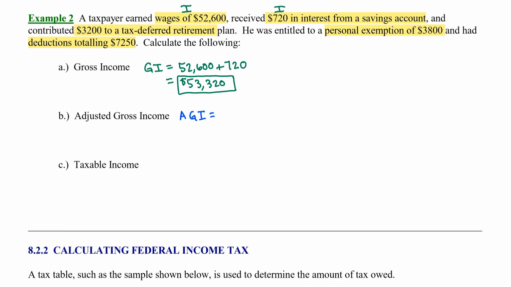Next, let's calculate his adjusted gross income. Remember, his adjusted gross income is his gross income minus adjustments. That's pretty easy to remember. What's hard to remember is what was the adjustment. The adjustment is how much he contributes to tax-deferred retirement or other savings plans. So we're going to take his gross income, $53,320, and we're going to subtract the $3,200 that he put away for retirement. He's not going to get charged tax on that $3,200 that he's saving for retirement.